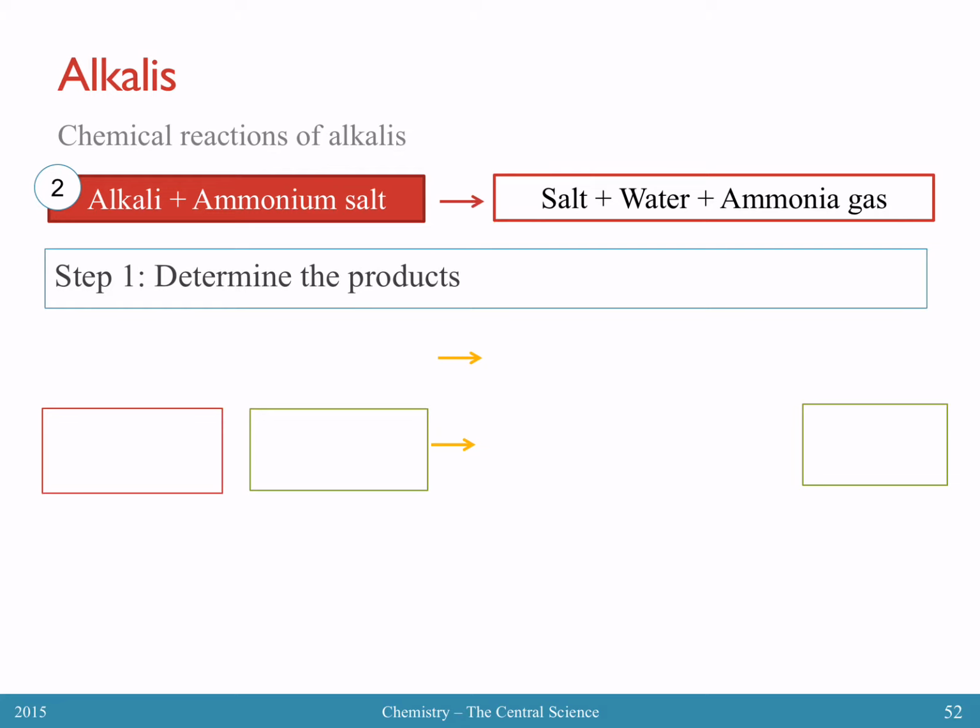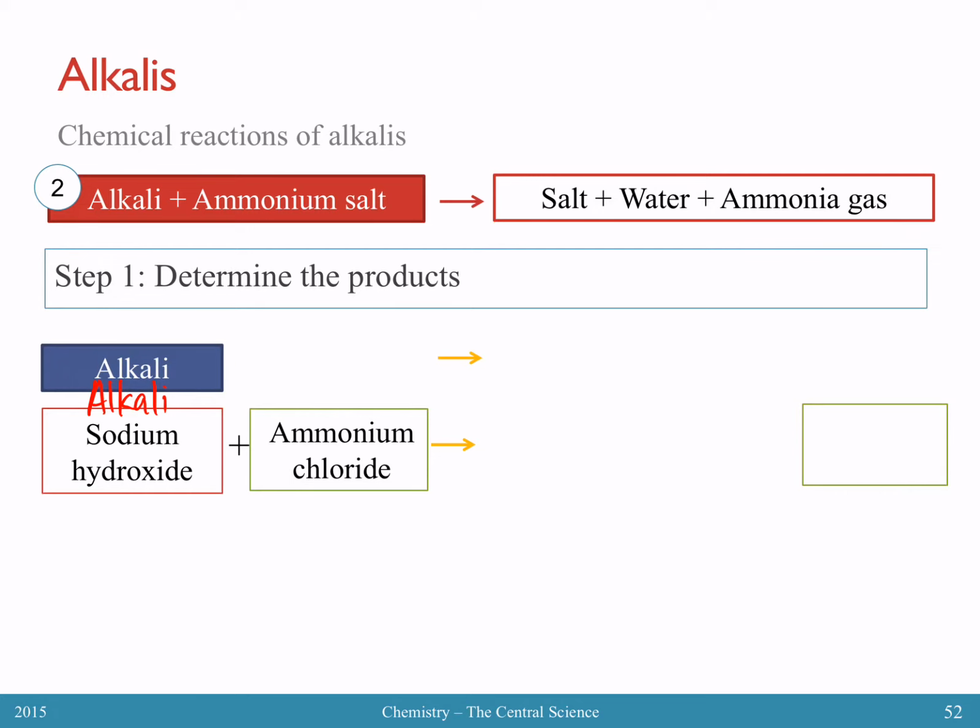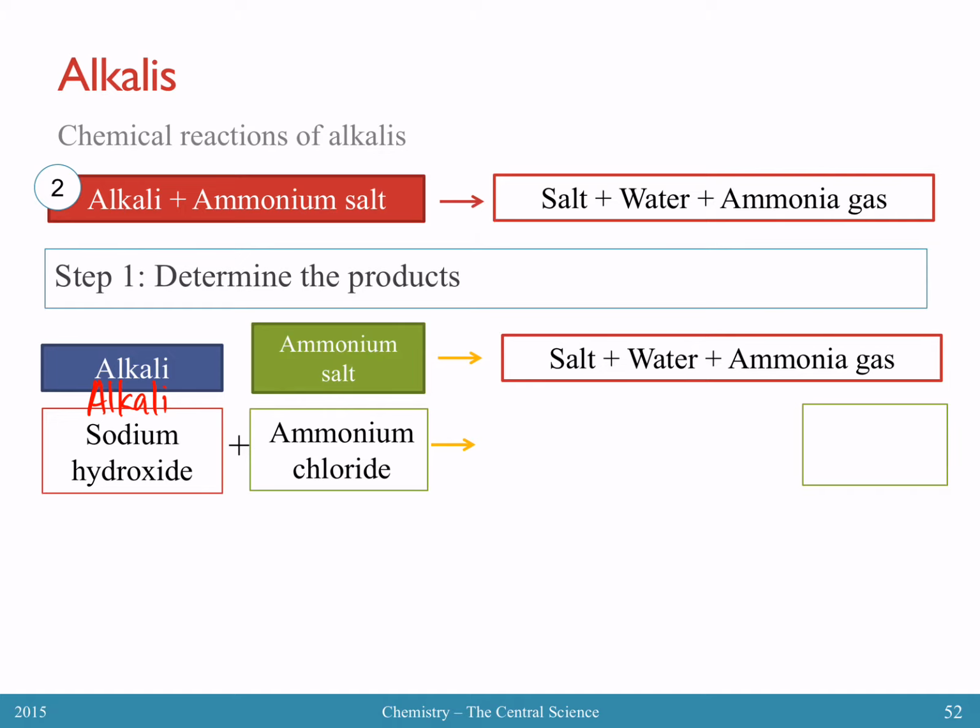So step 1, determine the products. For example, a reaction between sodium hydroxide and ammonium chloride. Can you try and determine the products now? First, I must know that sodium hydroxide is an alkali. How do I know it's an alkali and not just a base? First of all, it's a metal hydroxide, so it's a base. Then I know that sodium hydroxide in particular is soluble, hence it's an alkali. So alkali plus ammonium salt gives me salt, water and ammonia gas.